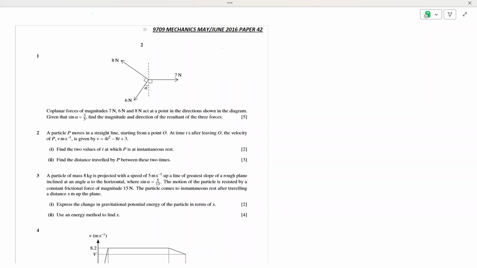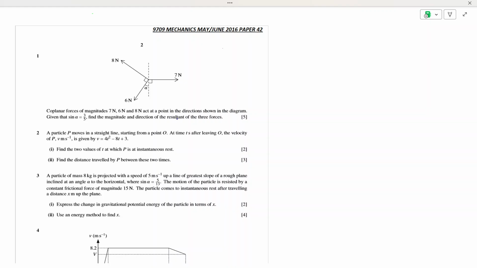Question 1 reads: coplanar forces of magnitude 7 newtons, 6 newtons, and 8 newtons act at a point in the directions shown in the diagram. Given that sine alpha is equal to 3 over 5, find the magnitude and direction of the resultant of the three forces. Alright, so we have a point and then we have three forces acting on that point.